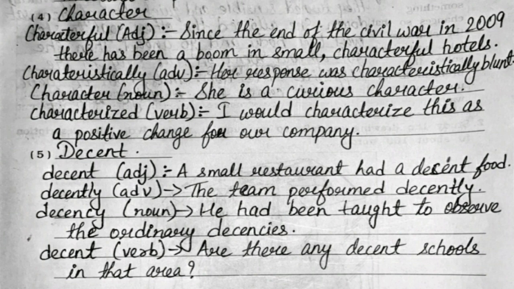Now the fifth word is decent. Decent is the adjective. A small restaurant had decent food. Decently is the adverb. The team performed decently. Decency is the noun. He had been taught to observe the ordinary decencies. And decent is again the verb. Are there any decent schools in that area?